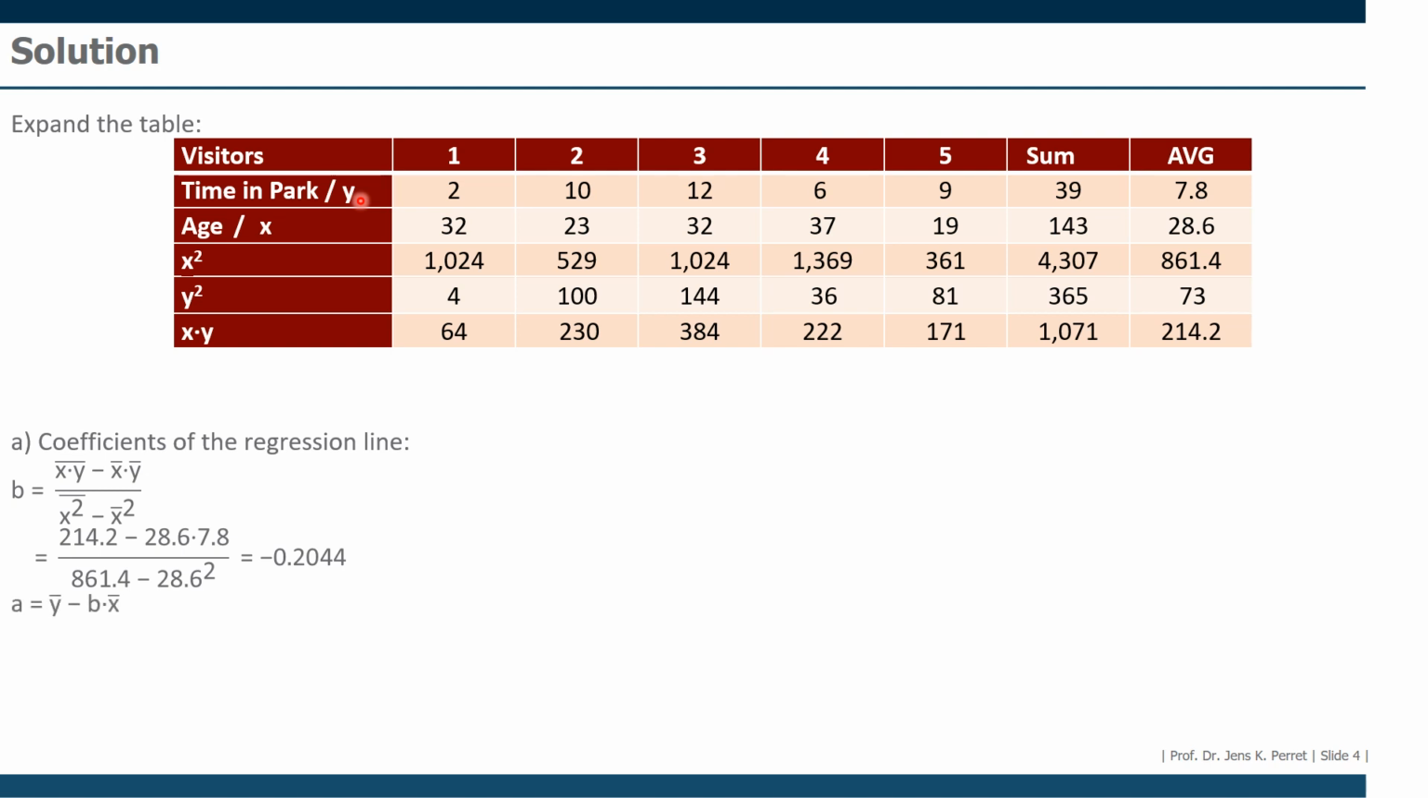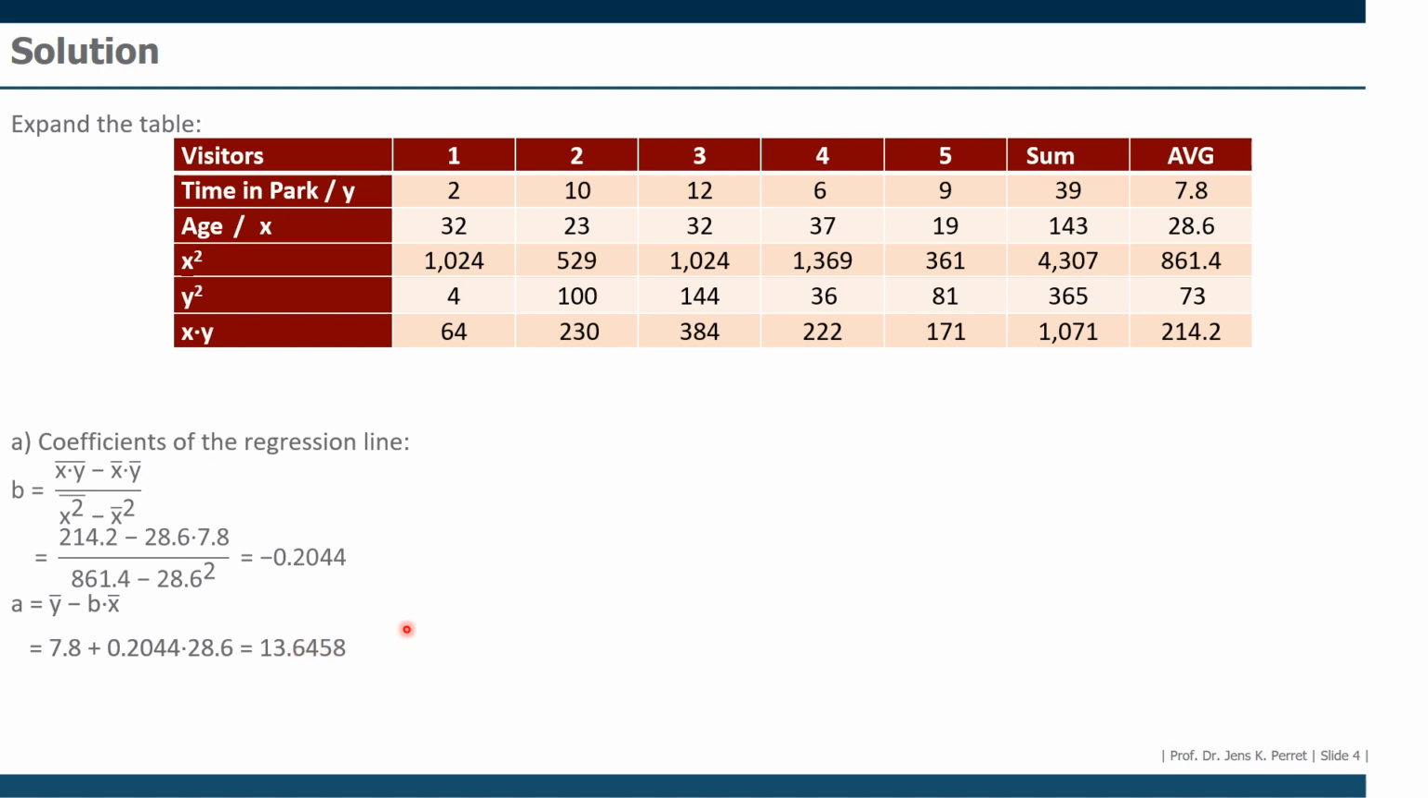Let's continue, however, with the intercept. For the intercept, we're going to use that formula. Here we have the average of Y, 7.8. And then we're going with minus B. B is what we just calculated. So we have minus minus 0.2, giving us plus 0.2, then multiplied with average of X, which is 28.6. So we have this as a final result and an intercept of 13.6458.